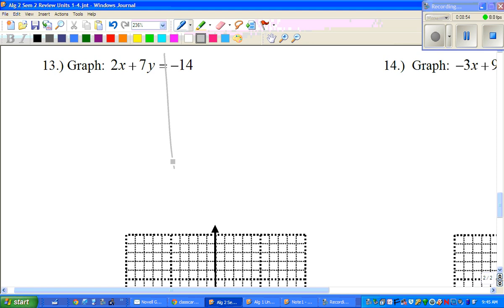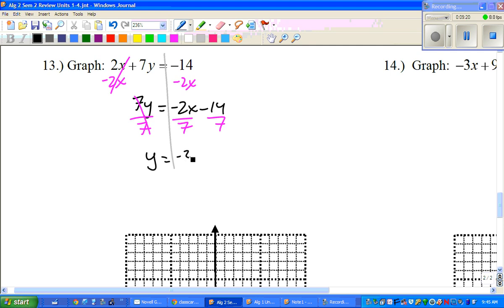Alright, this one we have to graph. And like we just said, when we graph, we need it to be y = mx + b. So we're going to start by subtracting the 2x from both sides. We get 7y = -2x - 14. Divide by 7. And we get y = -2/7 x - 2.